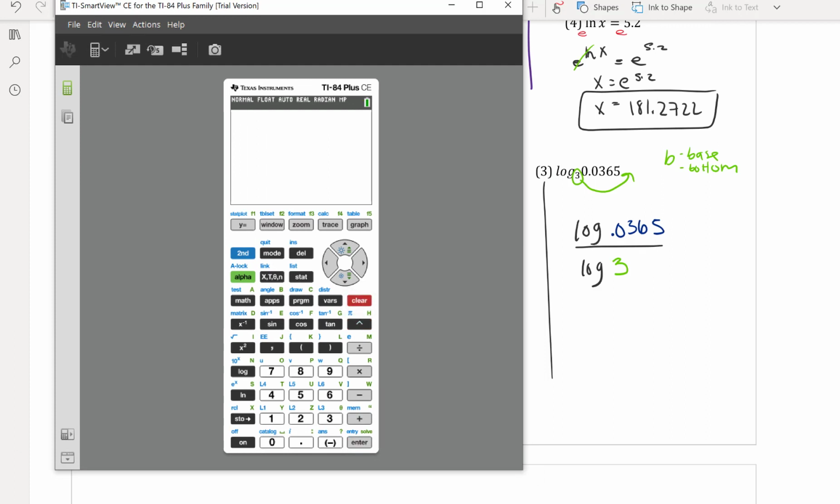So, okay. I'm going to have my log of, oops, that's natural log. I meant to say log, there we go. 0.0365 divided by my log of 3. And I'm rounding to 4 decimal places. So 1, 2, 3, 4. That 4th digit is 2. The 5th digit is 9. So that tells me to round that up to a 3.